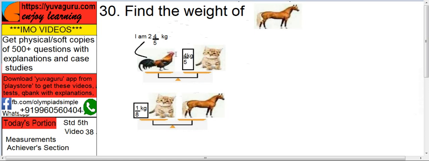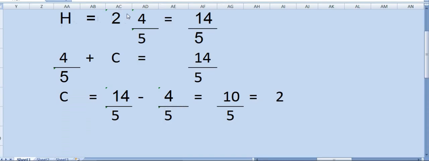We'll call this hen, this is cat, and this is horse. So H, C and S. This is hen, this is cat, and this is pony. So let's move now. Hen's weight is given as 2 4/5. So H equals 2 4/5, a mixed fraction.